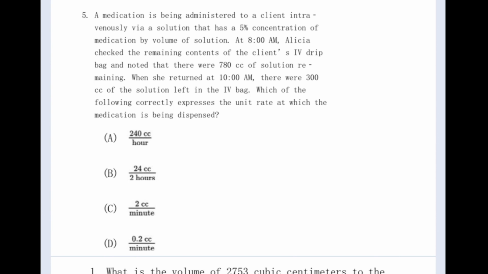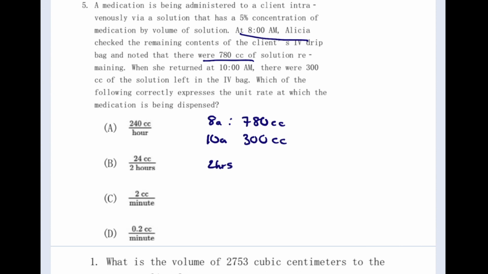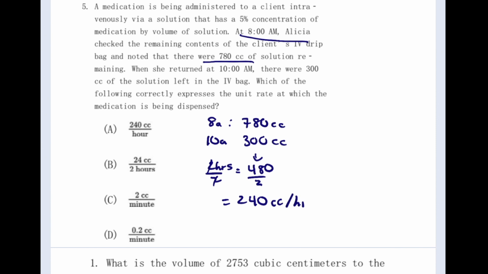The first thing, this is super wordy, so we want to take out the important details. At 8 a.m., the bag had 780 cc's, so we're going to write that down. When she returned at 10 a.m., there were 300 cc's. This has a difference of 480 cc's. However, we want to find the rate. The difference between 8 and 10 is 2 hours. So we're going to take 480 and divide it by 2 to find the rate per hour, which is 240 cc's per hour.